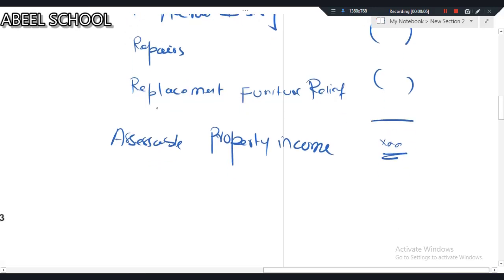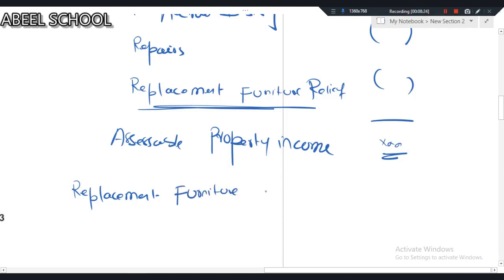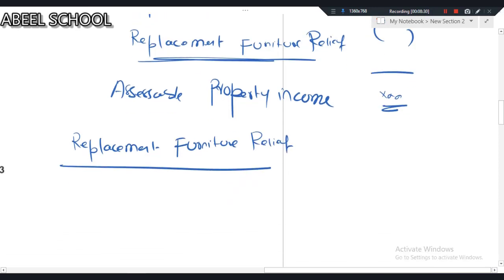Let us discuss what we mean by replacement furniture relief. A very important point, dear student: capital expenditure, you cannot deduct a capital expenditure. Let me tell you a little bit regarding furniture. Furniture means what? For example, a washing machine also comes under furniture. Even the carpet obviously comes under furniture.